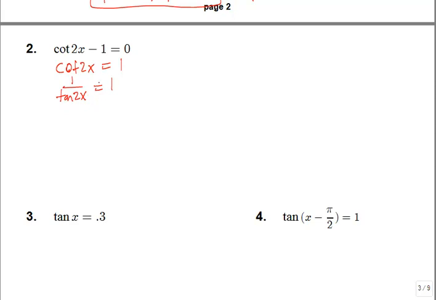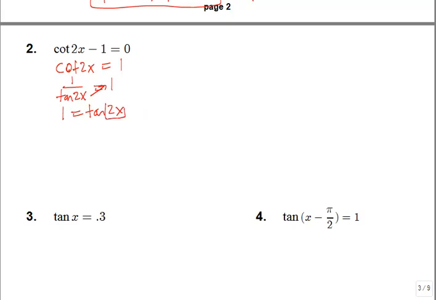Now when you get to this point, what you could do then is multiply that tangent of 2x over to the other side. And now we have this tangent function isolated. There's no coefficient in front of it, and there's nothing added or subtracted off to the side. So at this point, what we would want to do is get at this x.